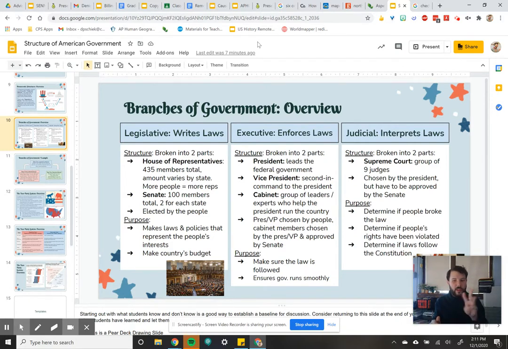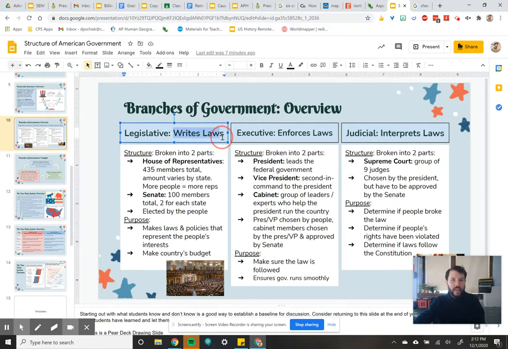So we've got our 3 branches of government. We've got the legislative, the executive, and the judicial. So the legislative branch, they write laws. I should underline these. Legislative branch, they write laws. The executive branch, they enforce the law. And then the judicial branch, they interpret the law. So what does all that mean?